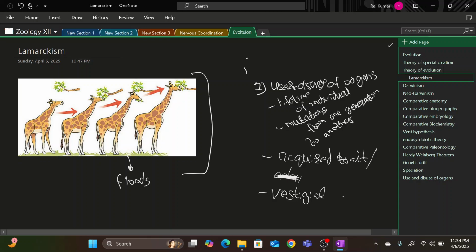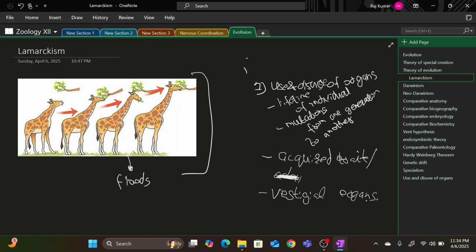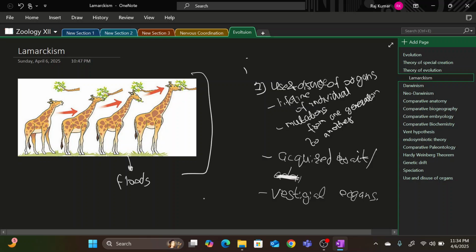Vestigial organs are rudimentary organs in our body which do not have a purpose in our body currently, but were useful for our ancestors, from which we have evolved. For example, in the human body there are around 90 vestigial organs, and an example of this is ear muscles.